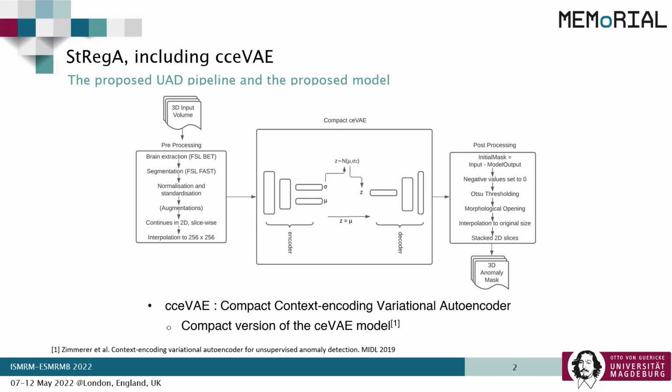As we are working with a simplified form of the input, we proposed a compact version of the context-encoding VAE model, or CCE-VAE. The post-processing is only applied during inference. The model's output is first subtracted from model's input to generate the initial mask. Then the negative values are removed, and it is thresholded using Otsu's method. Finally, morphological opening is applied on this to remove noise, and then it is interpolated back to the original size as the input. These 2D masks are stacked together to obtain the final anomaly mask in 3D.